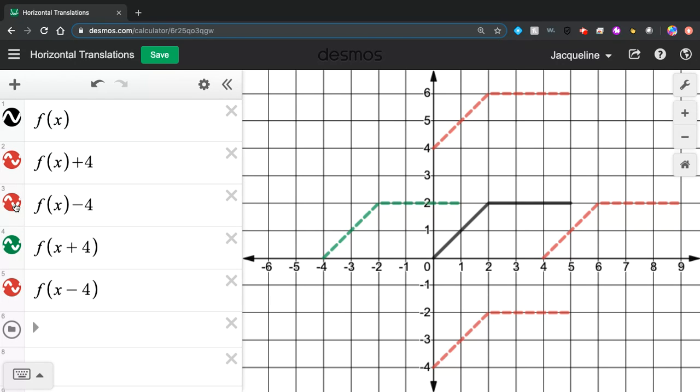If you ever see a graph that doesn't look like a perfect shift, but rather maybe a flipped version or a stretched version, we would no longer use addition or subtraction. That would be a dilation or a reflection.